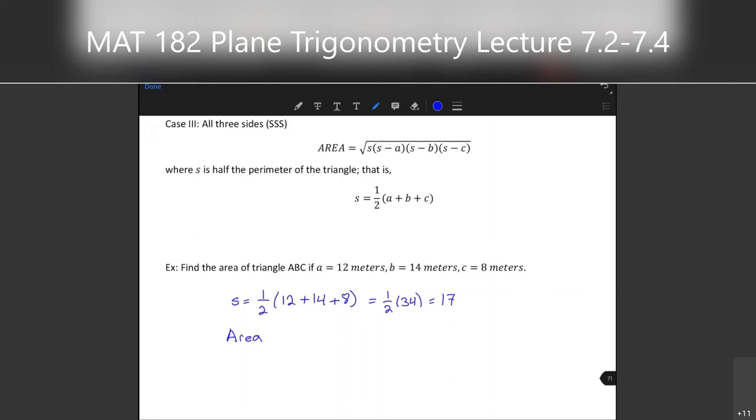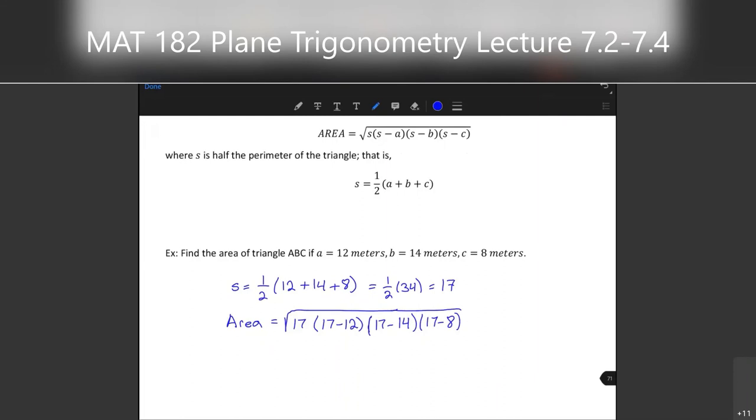So area is going to be equal to, for this triangle, the square root of that S, that's 17, times 17 minus all of my sides. So that's going to be 17 minus 12, 17 minus 14, and 17 minus 8. So you can definitely put this into your calculator right away. Another option is to just break down the square a little bit to a product of a few numbers. Either way you do it, you'll be in good shape.